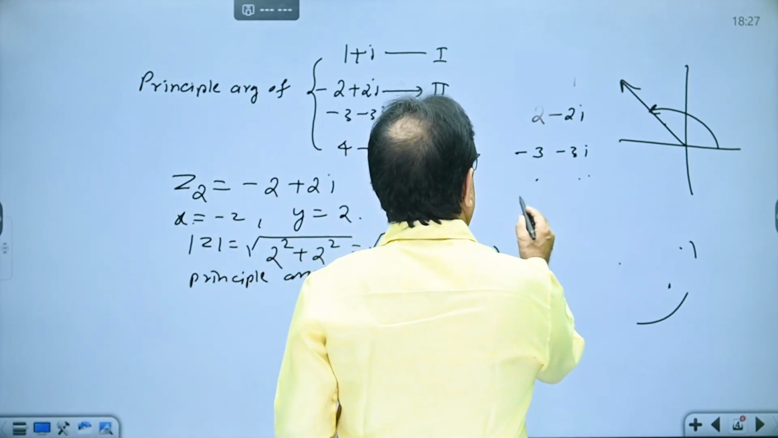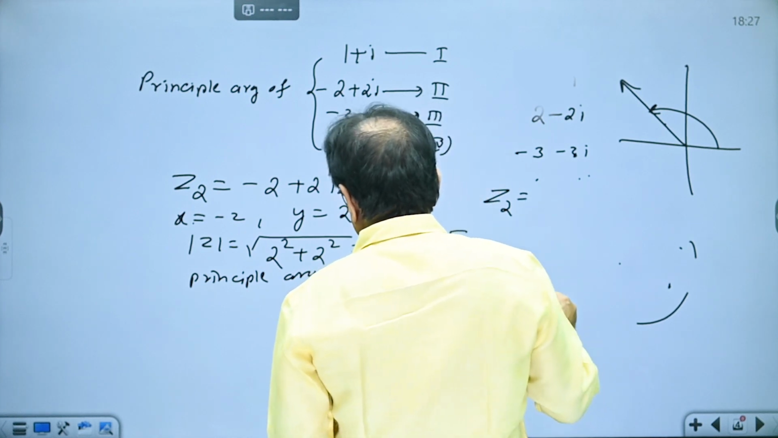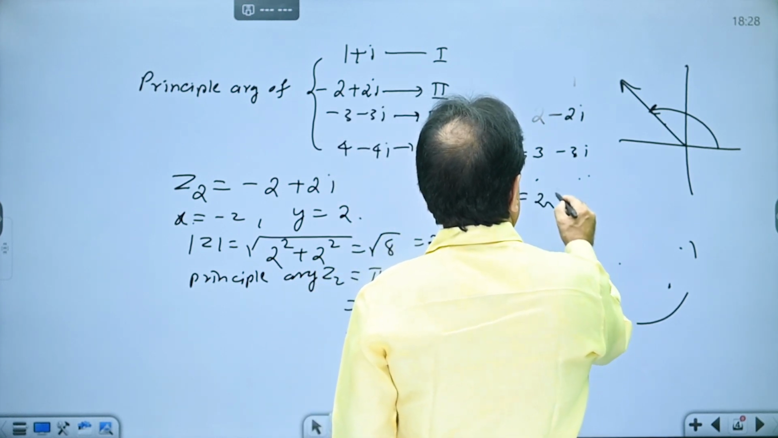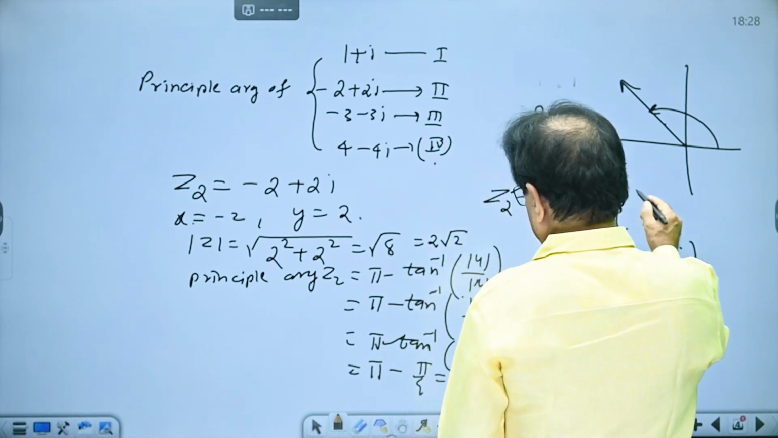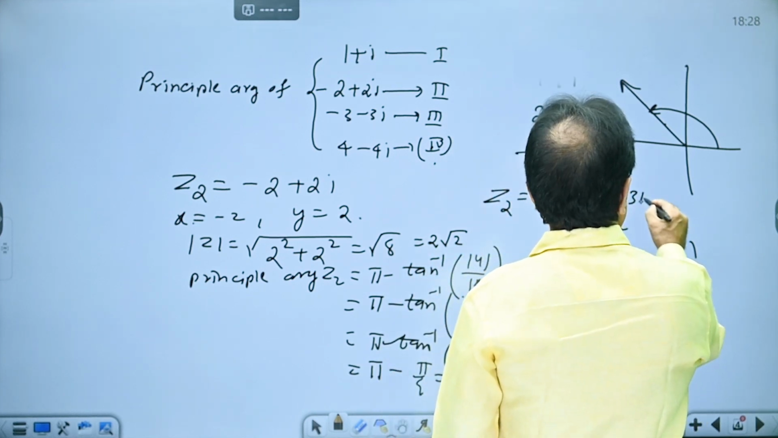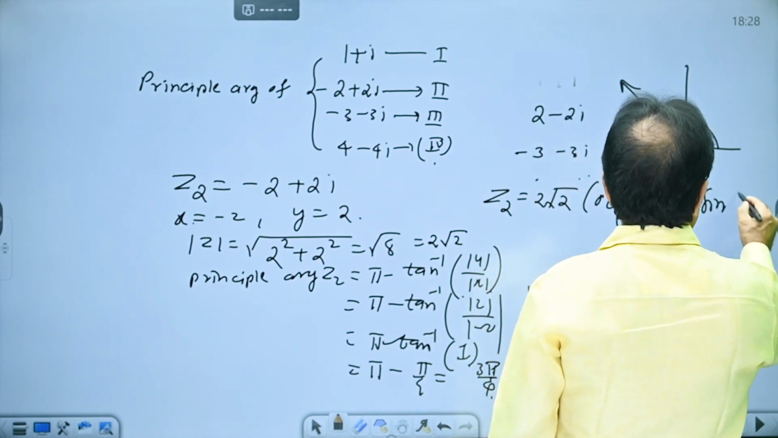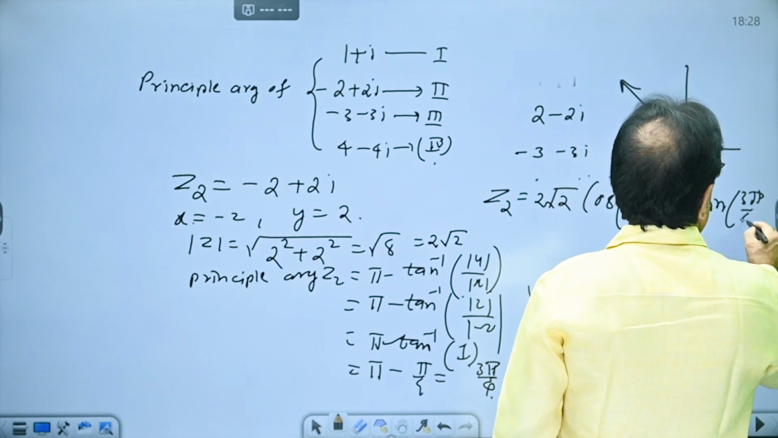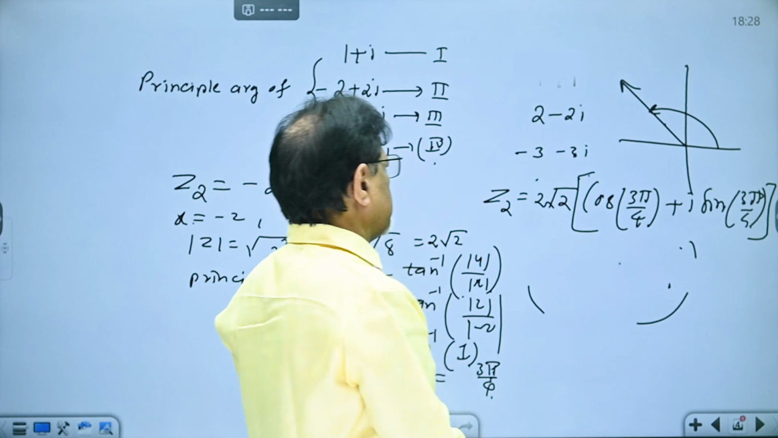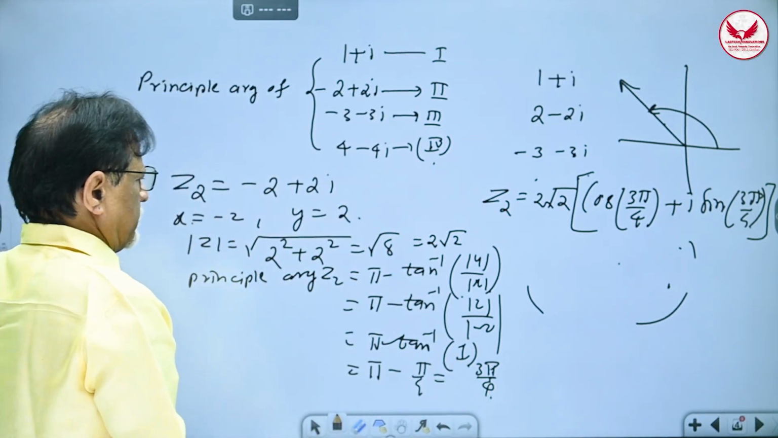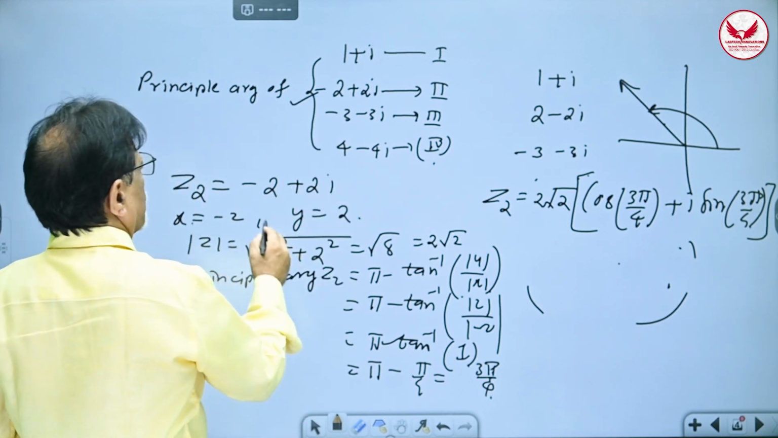And if I want to represent it in polar form, then Z2 can be written as 2 root 2 cos of 3 pi by 4 plus i sine 3 pi by 4. Correct? So that is the polar form of the complex number. Okay, Z2. Is that clear? So that is how the second problem is solved. Now let us go to the third one.